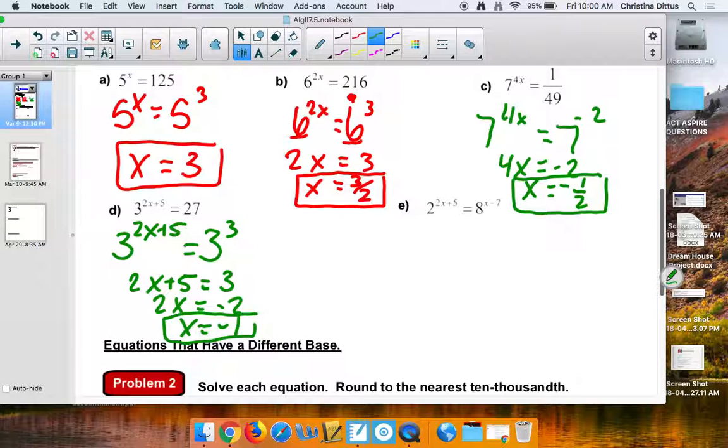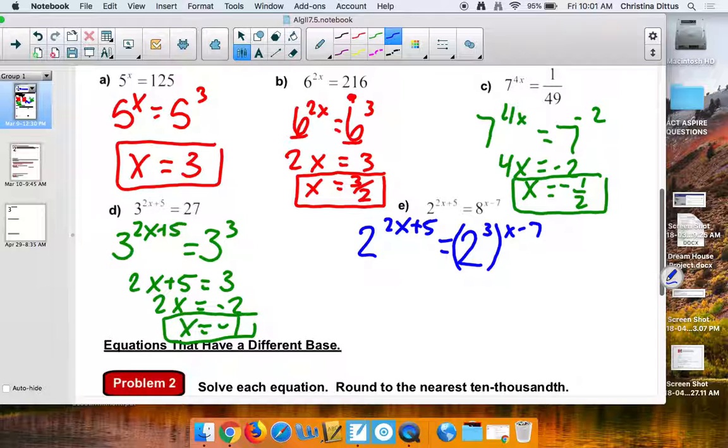Okay. Do I have the same base in E? No. So should I try to make 2 a base of 8 or 8 a base of 2? 8 a base of 2. So we're going to write, that just sounds weird a little bit, like a tongue twister. How can I write 8 as a base of 2? 2 to the third. Okay. So I have 2 to the third. That's just replacing my 8. Okay. So we're going to go like this. And then I still have my x minus 7 power. Okay, is that okay?